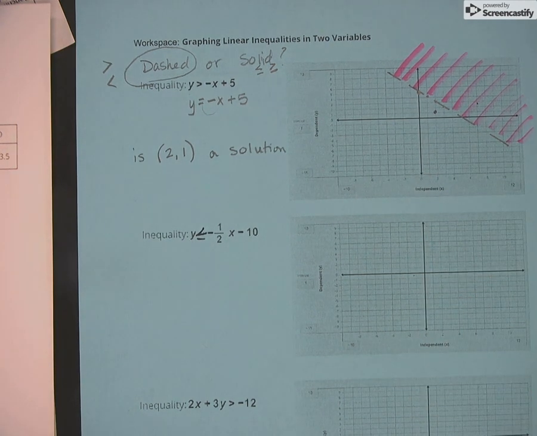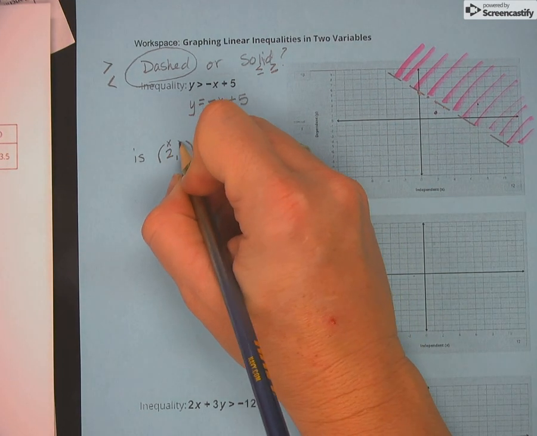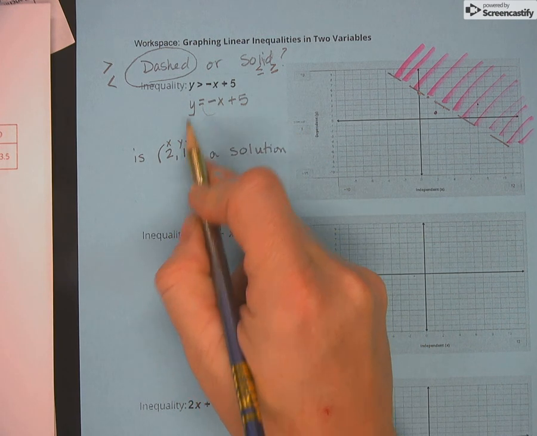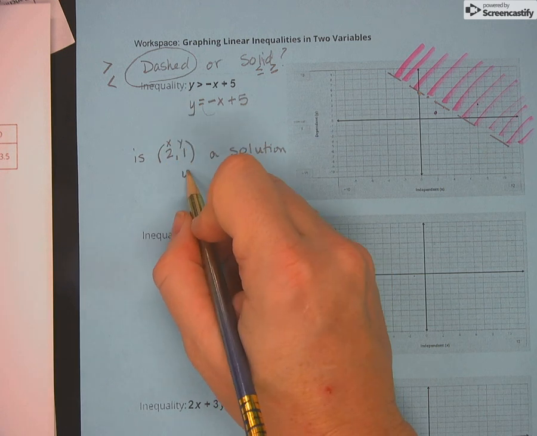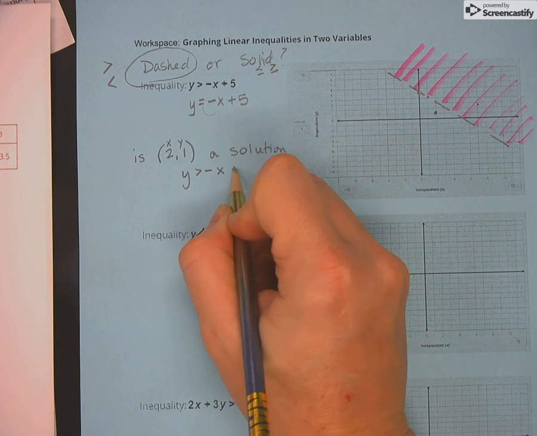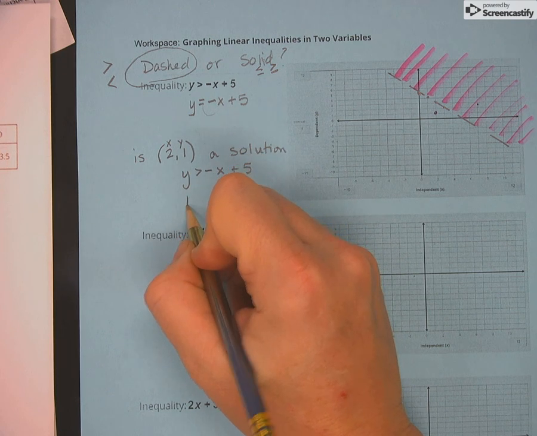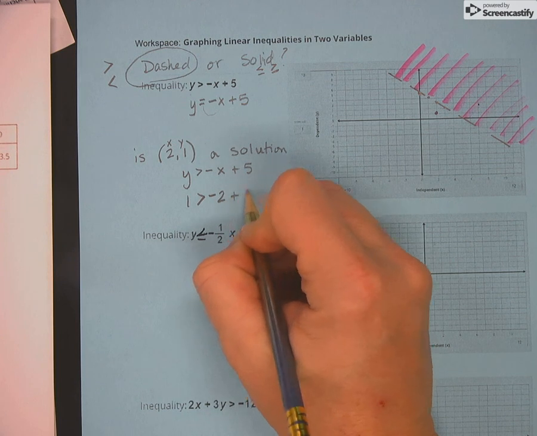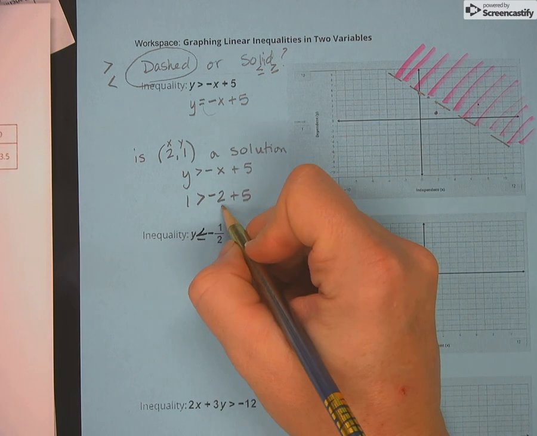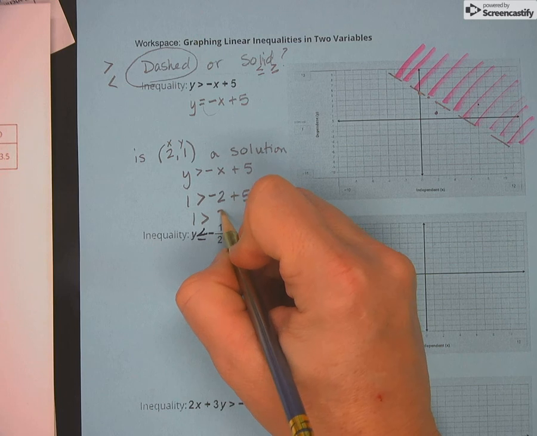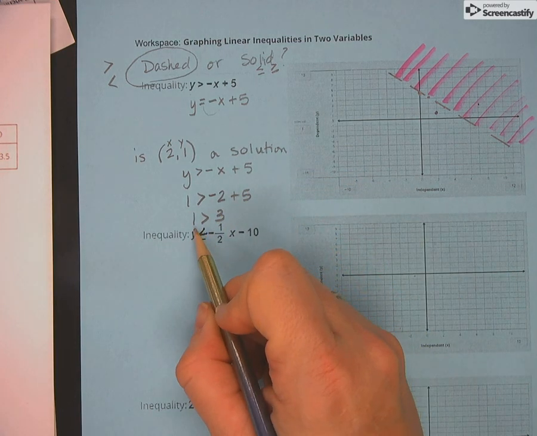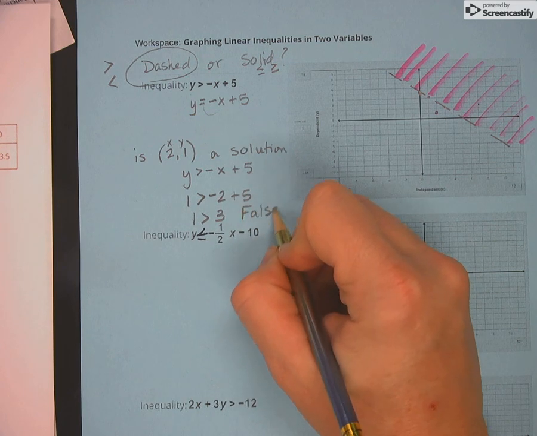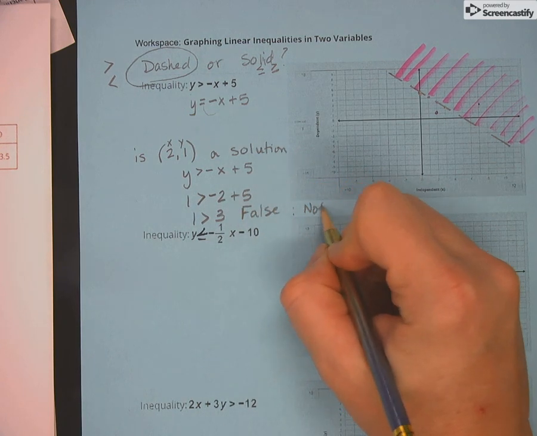If you didn't have the graph, to figure out if (2, 1) is a solution, we're going to put 2 in place of x and 1 in place of y, and we're going to see if this turns out to be true. So it looks like this. If y is 1, and if x is 2, we need negative 2 plus 5. Negative 2 plus 5 is 3. So we get this statement: 1 is greater than 3. That is not true. That's false.